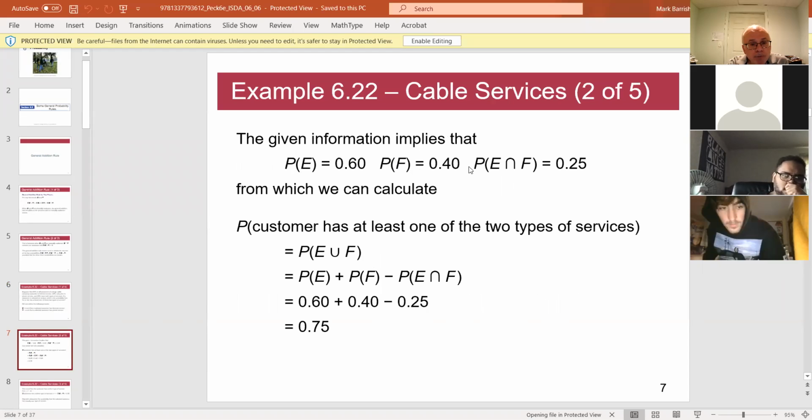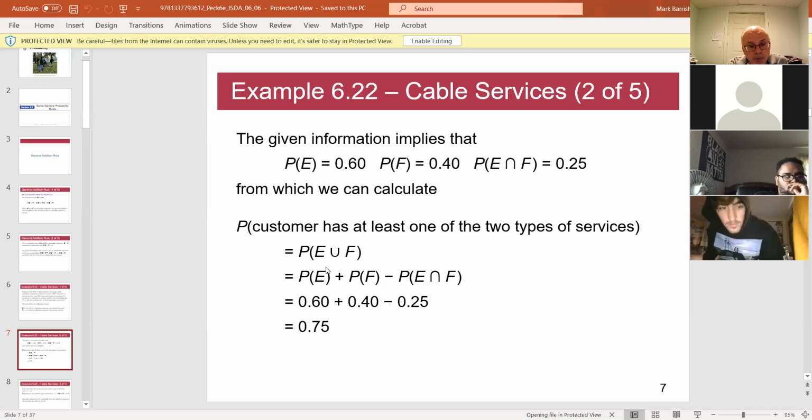All right, so this is the information we're given. We're also given the information that 25% of the people have both. What's the probability of having either phone service or internet? Internet is E, and I guess phone service is F, right? Probability that if you select a person at random, they have one of those two types.